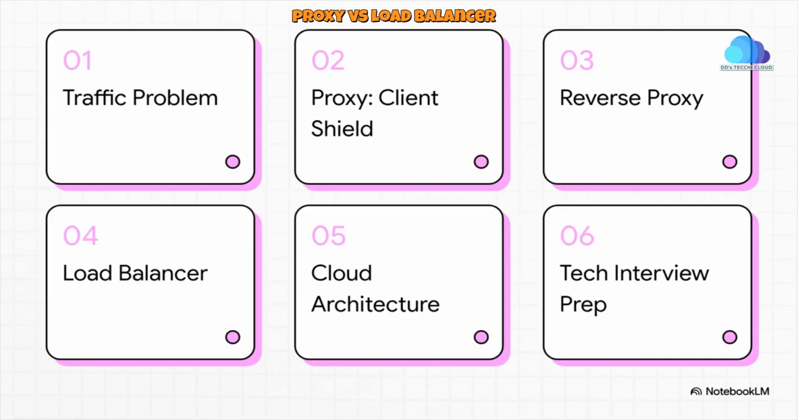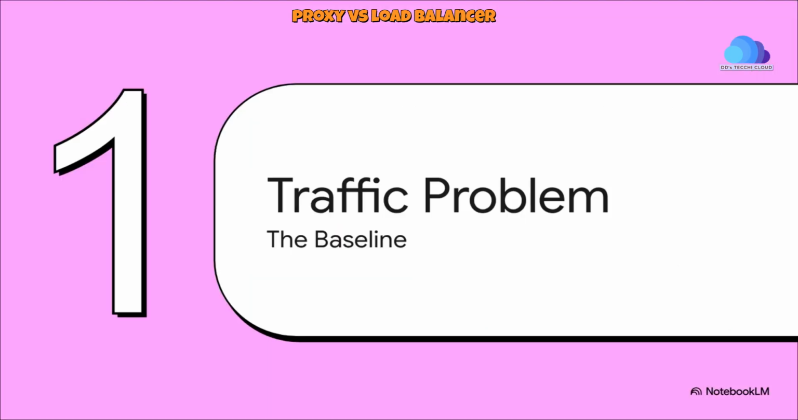So here's our game plan for today. We'll start by defining the core traffic problem, then look at the proxy as your client shield, move on to the reverse proxy acting as a gatekeeper, and then the load balancer as our traffic cop. After that, we'll tie it all together in a real-world cloud architecture and wrap up with a little tech interview prep. Let's dive in.